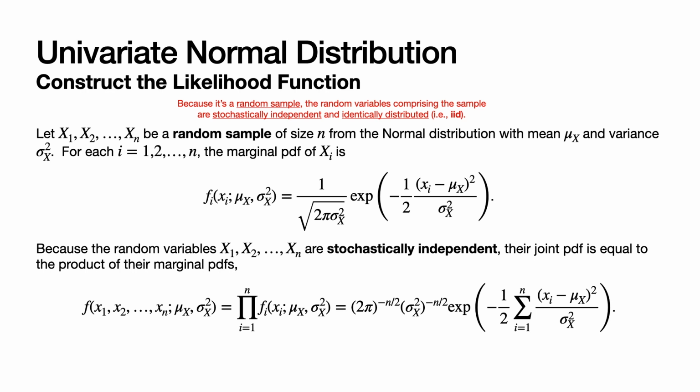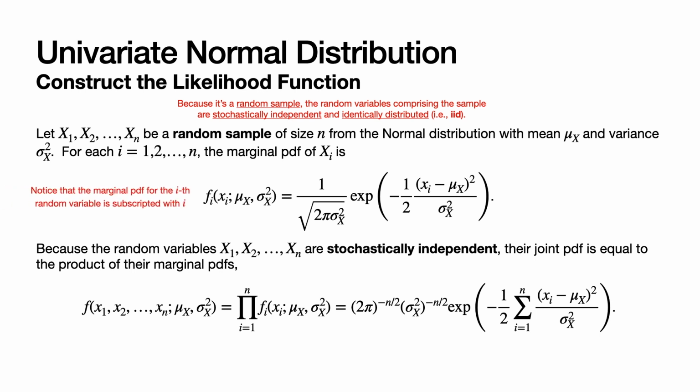So we could have equivalently said, let x1, x2, and so forth up to xn be IID random variables from the normal distribution with mean mu sub x and variance sigma squared sub x. For each i going from 1 up to n, the marginal PDF of the ith random variable x sub i is given by the following.